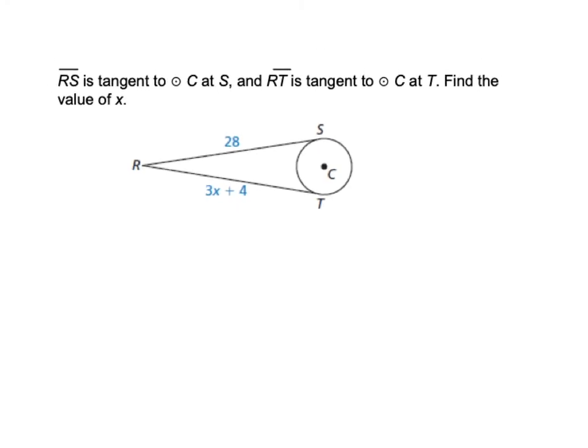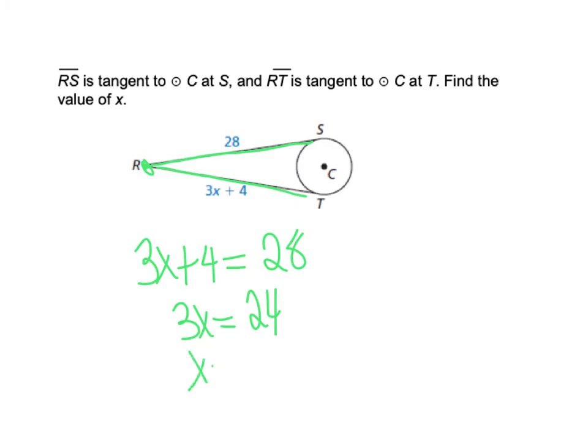Okay, so here we have two tangent lines meeting out here at point R. If we have these two tangents, that means that this segment and this segment are going to be equal to each other. So this one's not so bad. We just know that whatever one is, 3x plus 4, it's going to equal the other one. So I'm going to go ahead and subtract 4, and I get 3x equals 24. So I know that x equals 8.